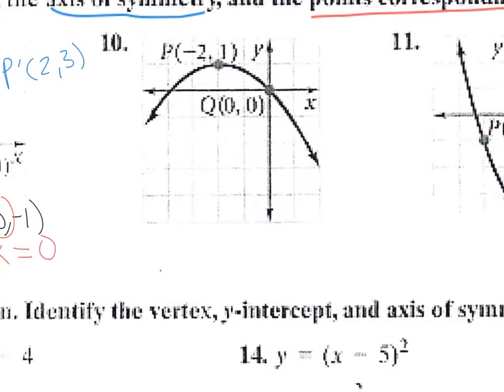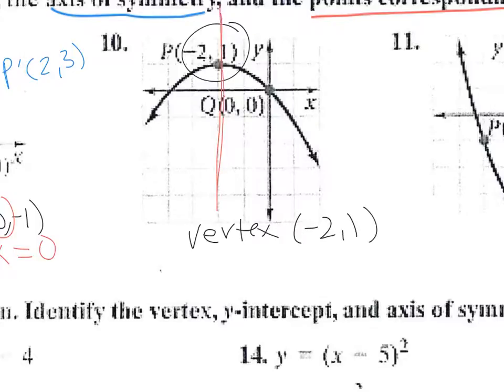So over here, the vertex is actually already labeled as the P. So the vertex is at -2, 1. The line of symmetry is this red line. The red line is x equals -2.